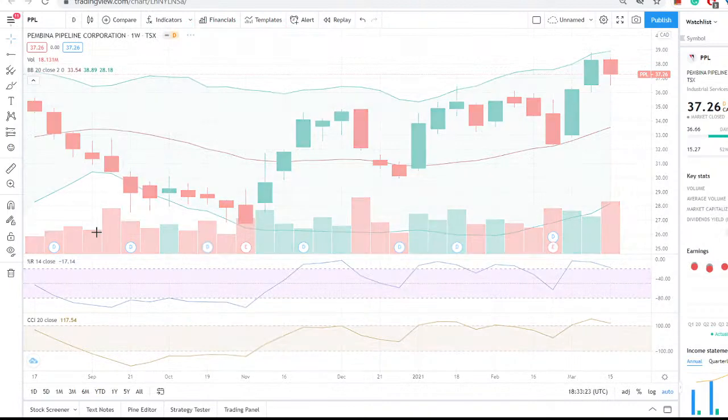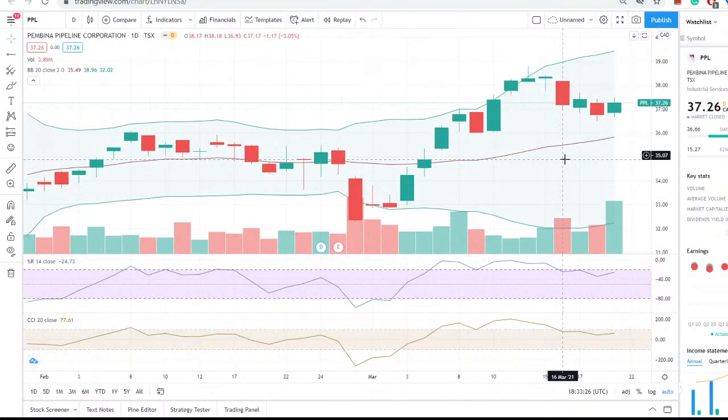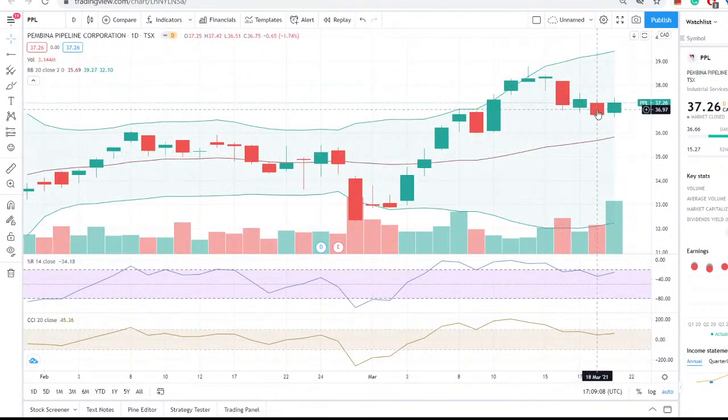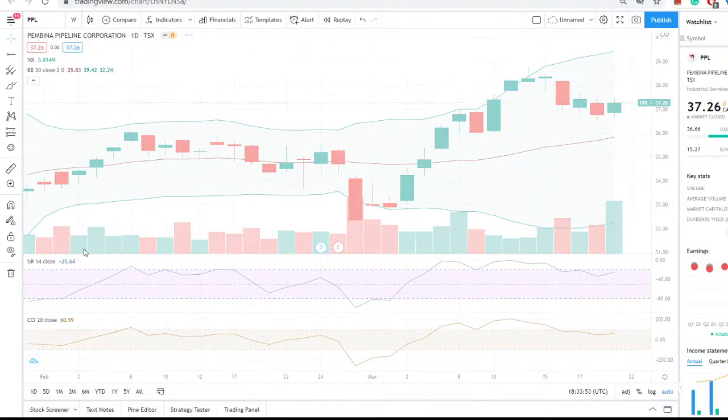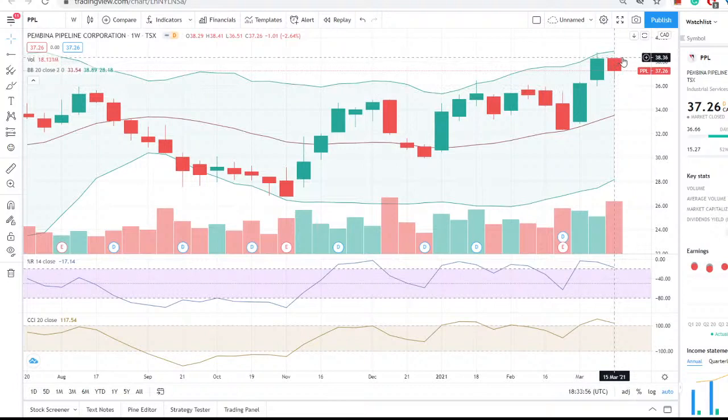Okay. So since there are no questions, we'll continue further with PPL. And PPL this week was on a downtrend, though it formed a green candle with high volume. The Williams R and CCI have turned up. I was looking at the weekly chart before and felt as if it got a resistance here at 38.29.